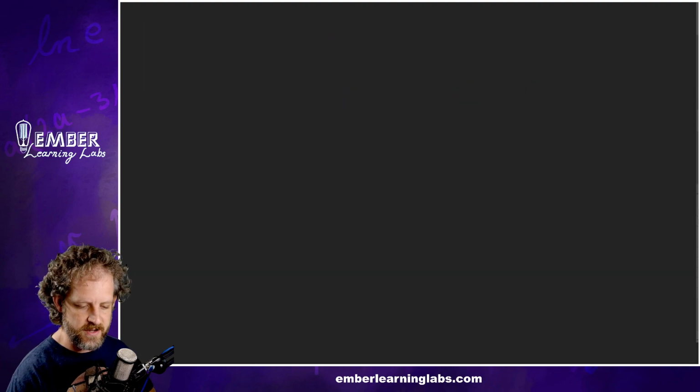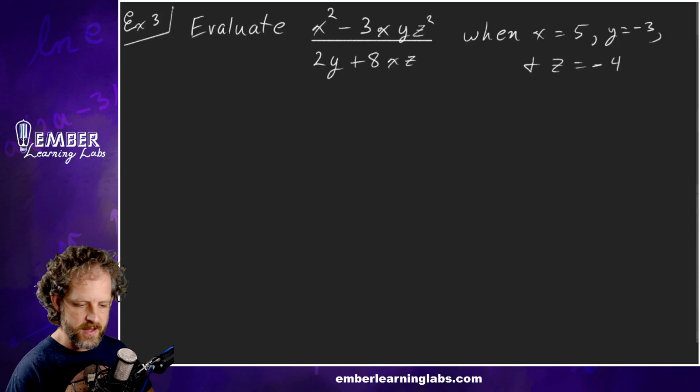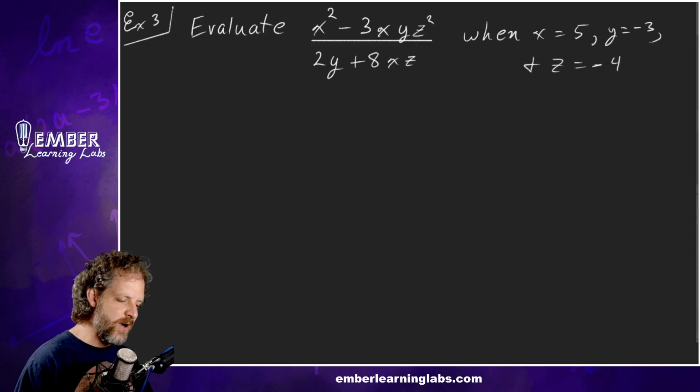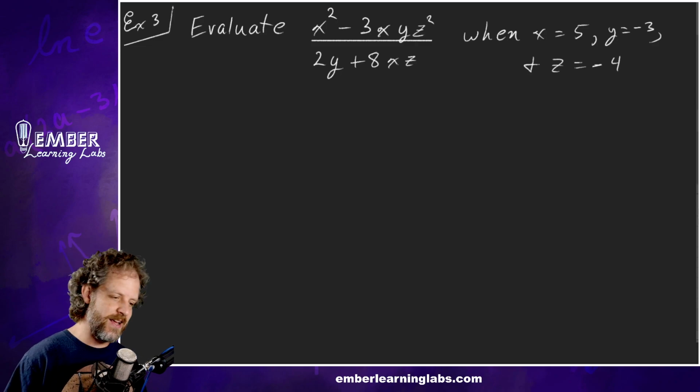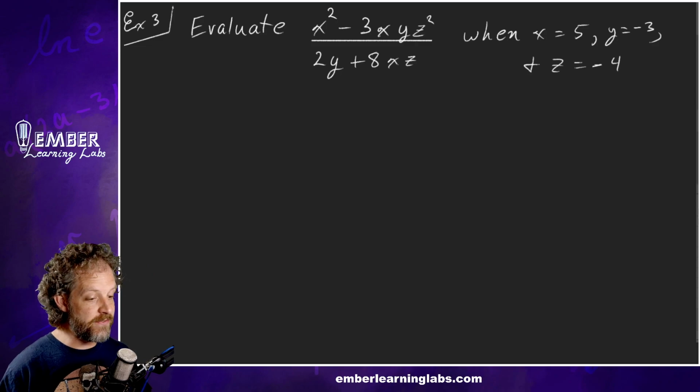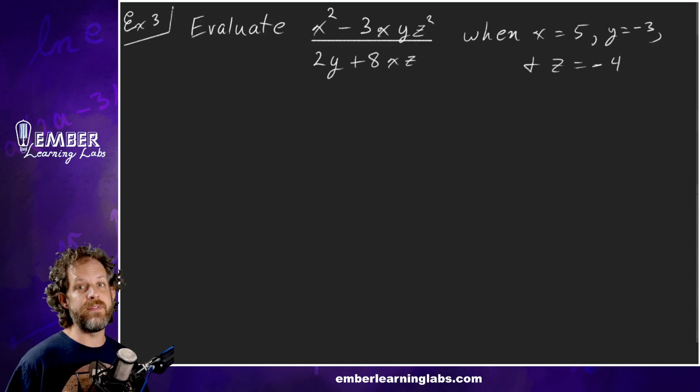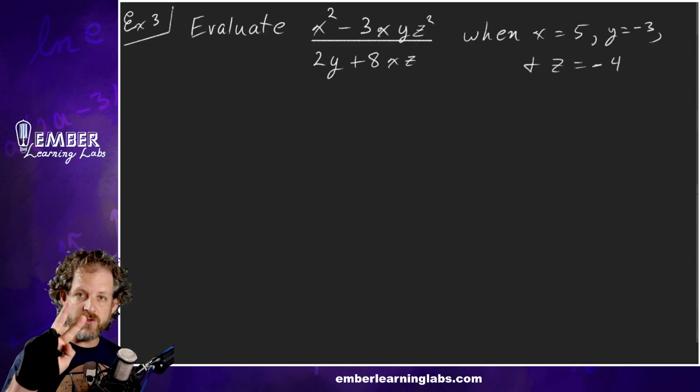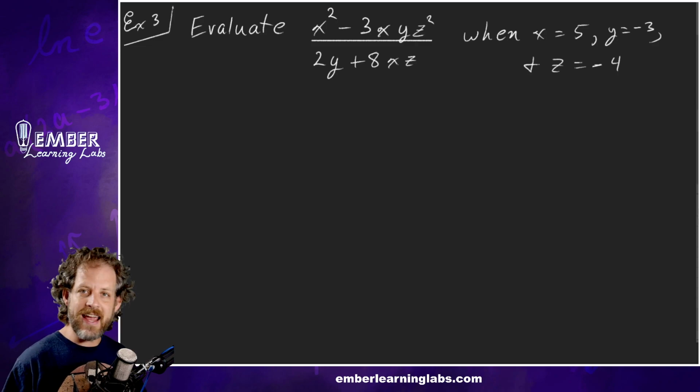We're going to do one more with some kind of fraction-y stuff going on in here. So let's take these off the screen. We are going to pull that up. Give me somewhere to write. Evaluate that mess. I'll let you read it. When x equals 5, y equals -3, and z equals -4. We've got 3 variables instead of just the 2 this time, but it's not any more difficult.